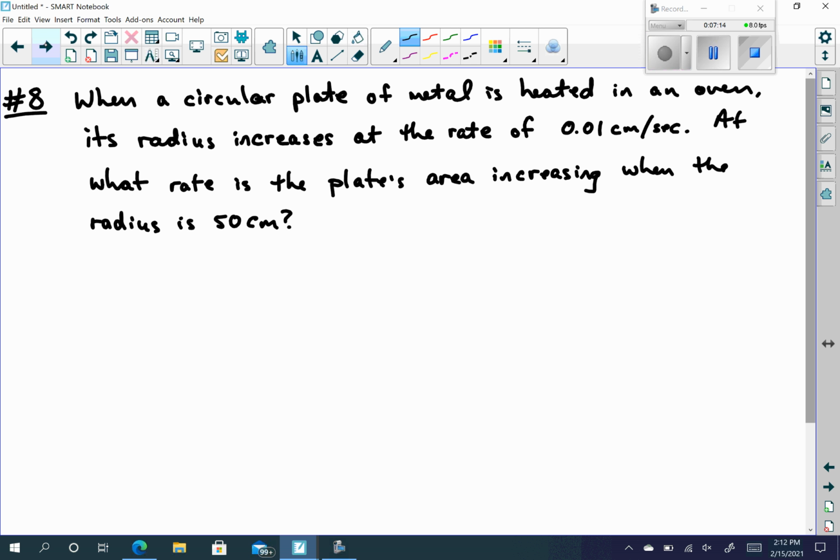So number 8: when a circular plate of metal is heated in an oven, its radius increases at the rate of 0.01 centimeters per second. At what rate is the plate's area increasing when the radius is 50 centimeters? So we have two different types of rate of change here. We have the radius, how that is changing with respect to time, and then we're asked to find how the area is changing, the rate of change of the area.